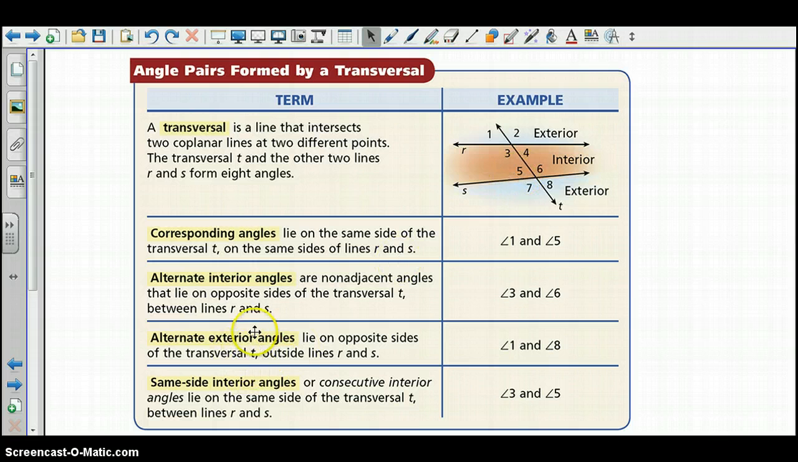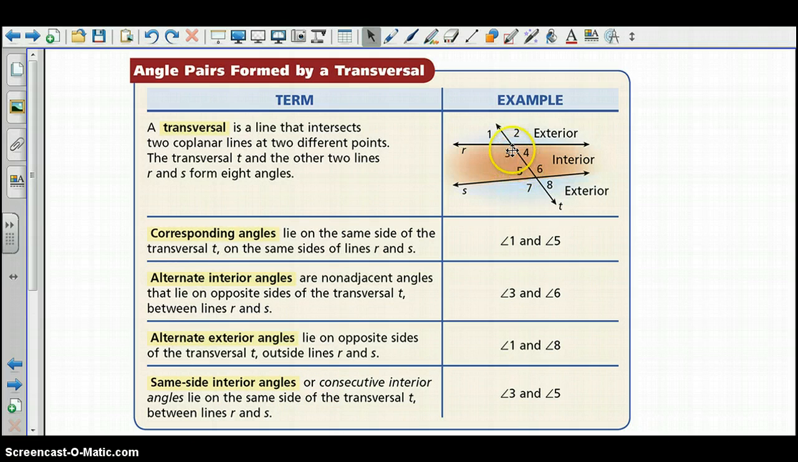Then alternate exterior angles lie on opposite sides of the transversal T outside lines R and S. So they give us the examples of 1 and 8. Those are alternate sides of the transversal, but they are in the exterior of those two lines. They're outside. Angles 2 and 7 would also be alternate exterior angles. Same side interior angles, or consecutive interior angles, lie on the same side of the transversal between lines R and S.